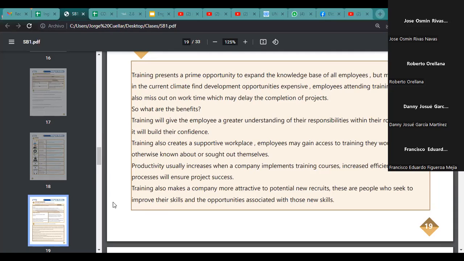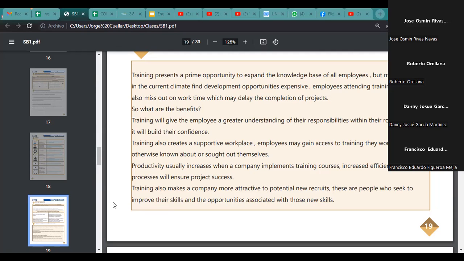Roberto Orellana, is it possible for you? Not possible, I guess. Francisco Eduardo. Hello, teacher. Okay, it's your time. It's your turn for you to read as fast as you can, only the first part of the paragraph.